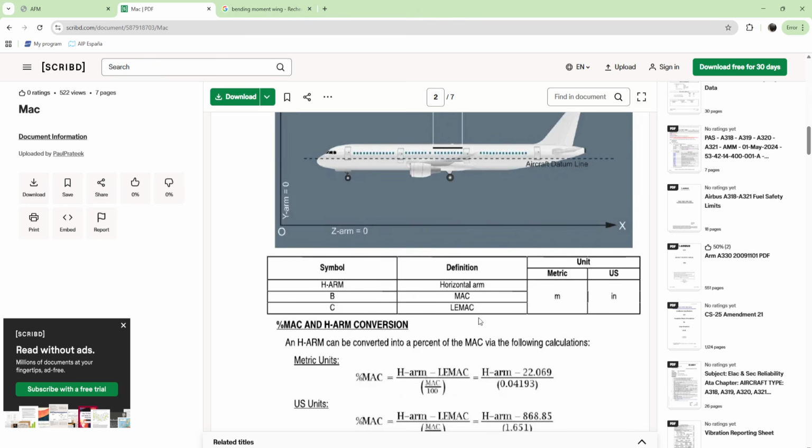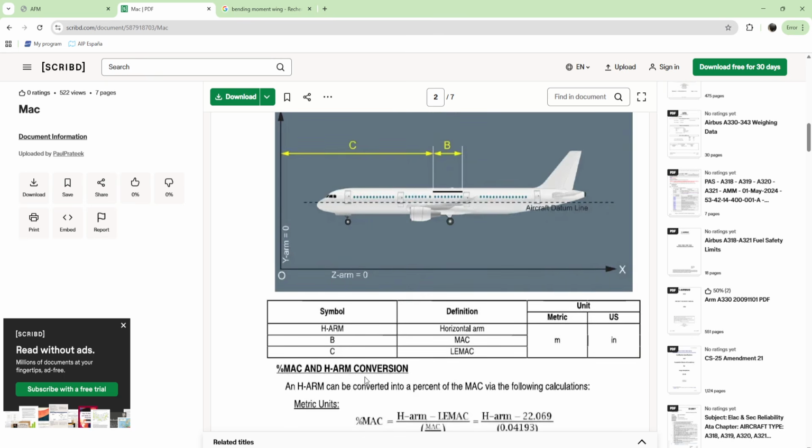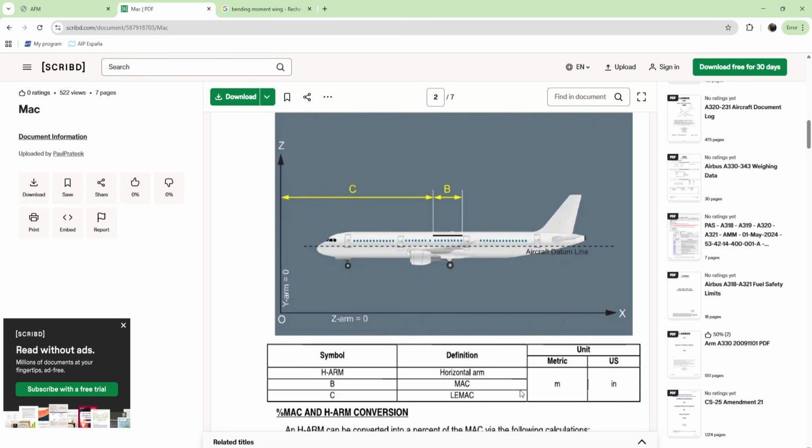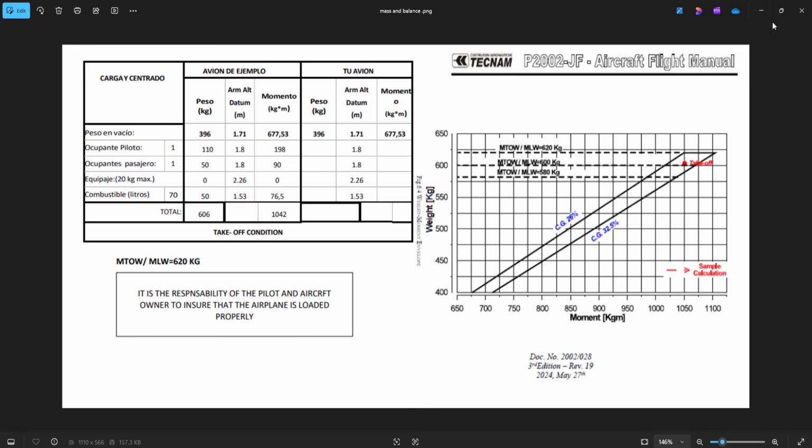So just to have it, it's a formula to calculate the percentage of the mean aerodynamic chord. This is a formula, they apply it, but we are not going to see formulas here. So in order to get your center of gravity, you should add all of this, get the total, and add all of this, get the total. So we will get the total of the moments and the total of weights.